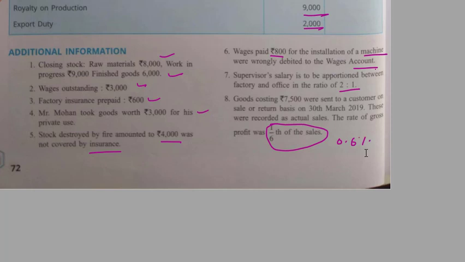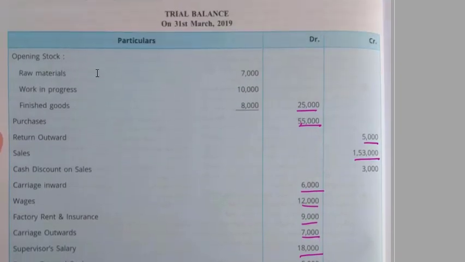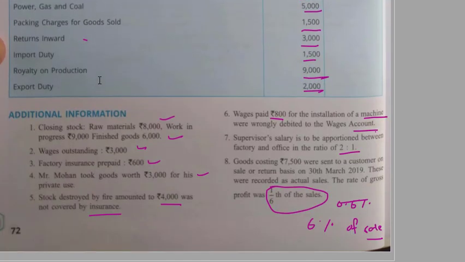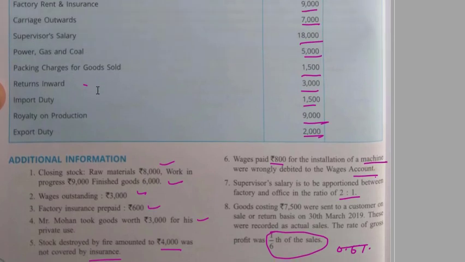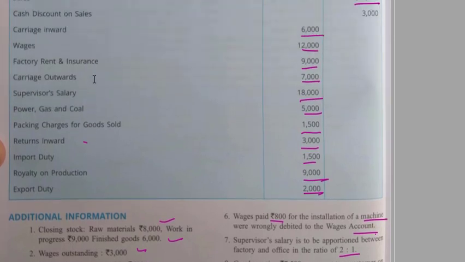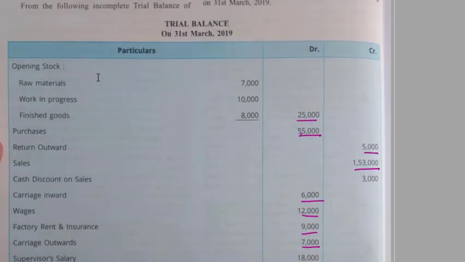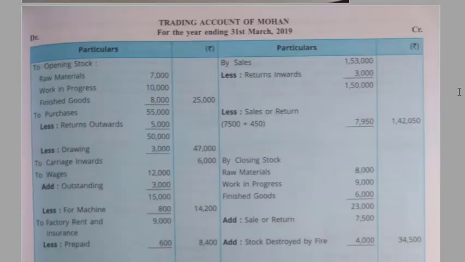No, what we say is that 6% is 6% of sales. Okay, so this is our trial balance and this is some additional information. You have to club this additional information with this trial balance and then you can record in your trading account. So let us start with preparing the trading account.